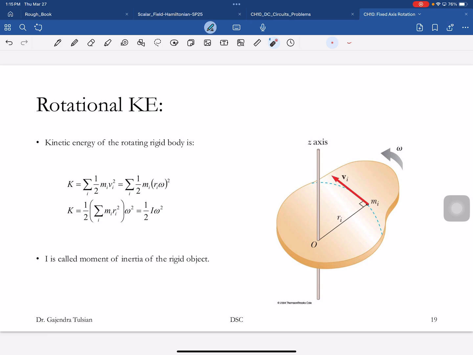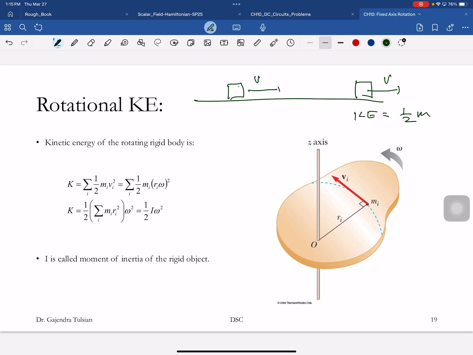So let's look at a rotating object. Here is the axis of rotation. As this object rotates, what kind of energy does it have? It has kinetic energy. When you were driving your car, this was easy because every point on the car had the same velocity, so the kinetic energy was one half the mass of the entire car times v squared.